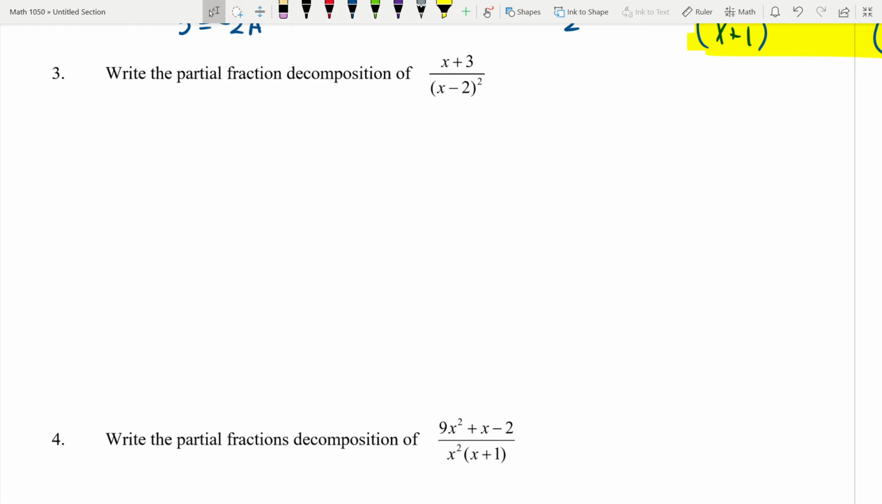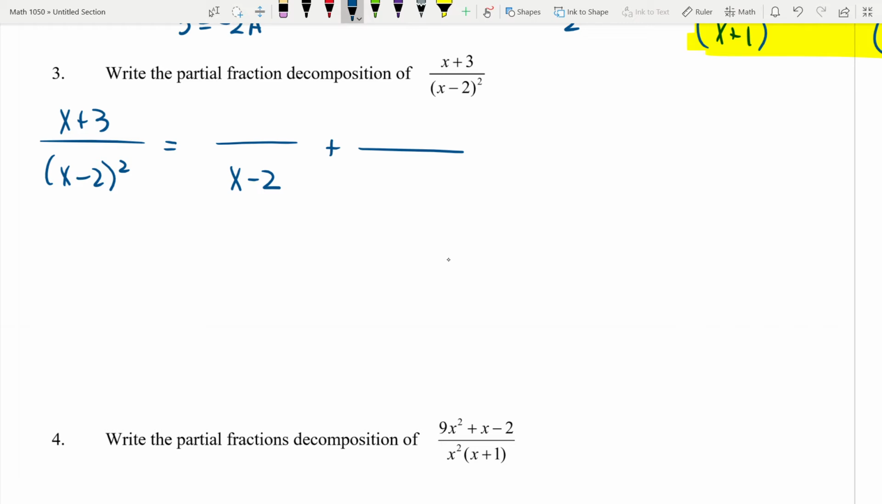Let's do question 3. A little bit different. So you have x plus 3 over x minus 2 squared. Now I need you to listen. If you have something that's squared, you have to have one fraction with it being raised to the first power, and then a second fraction with it being raised to the second power. Why? Because if you don't do it, it won't work.